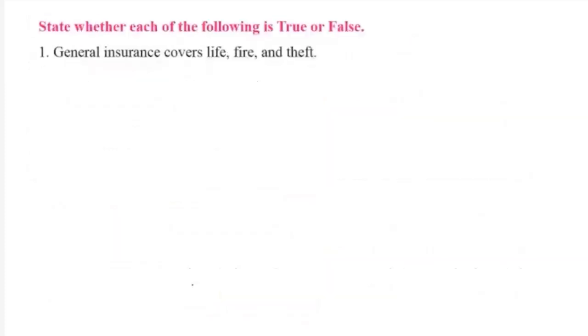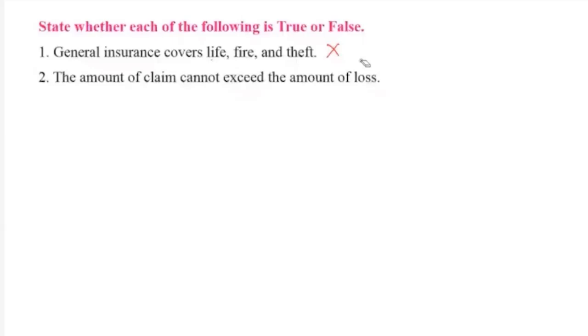State whether true or false. General insurance covers life, fire and theft. False. It doesn't cover life. Next, the amount of claim cannot exceed the amount of loss. True. You cannot have profit from insurance. Suppose your loss is 10,000, at the most you will get 10,000 from the insurance company, not more than that. You may get less, but not more.